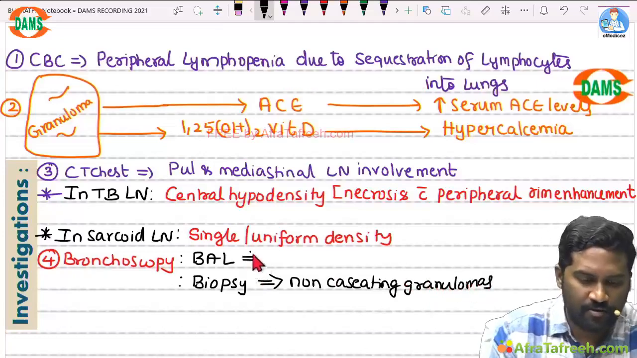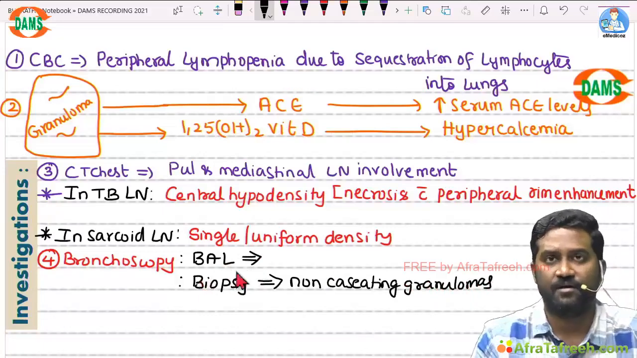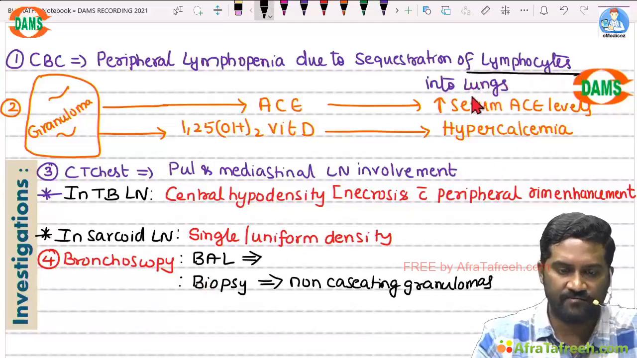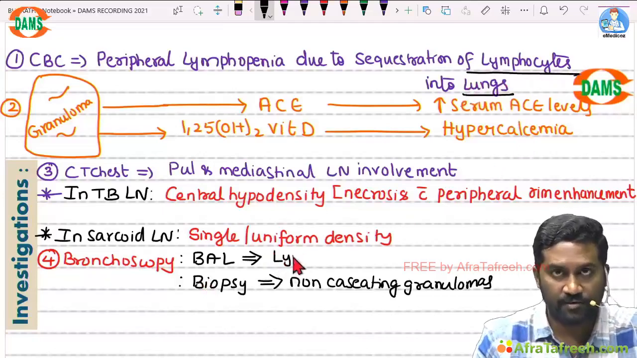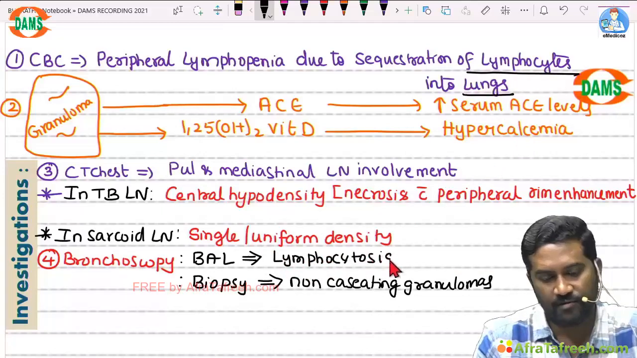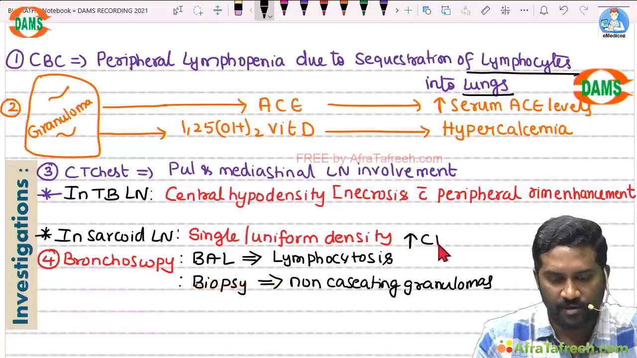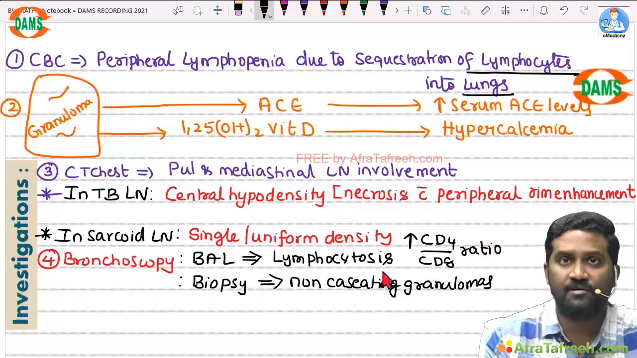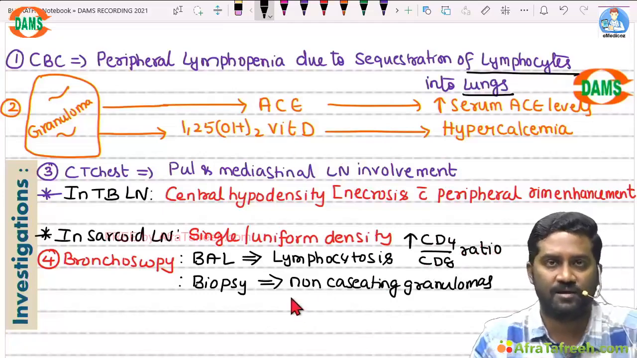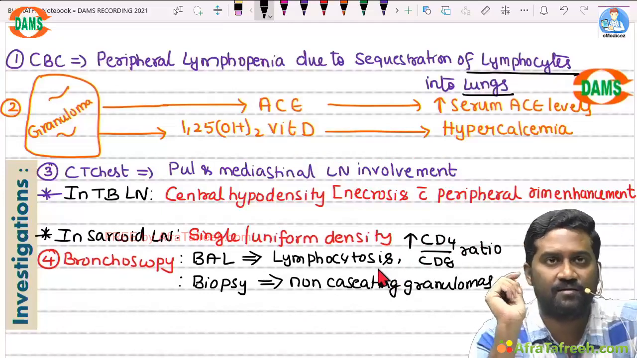And within the bronchoalveolar lavage, within the lung, what cells will be in excess? Lymphocytes. I told you there will be sequestration of lymphocytes into the lung. So you notice lymphocytosis. And if you keenly examine those lymphocytes, there will be increased CD4 by CD8 ratio. CD4 cells will be more when compared to CD8. This is a very important finding.